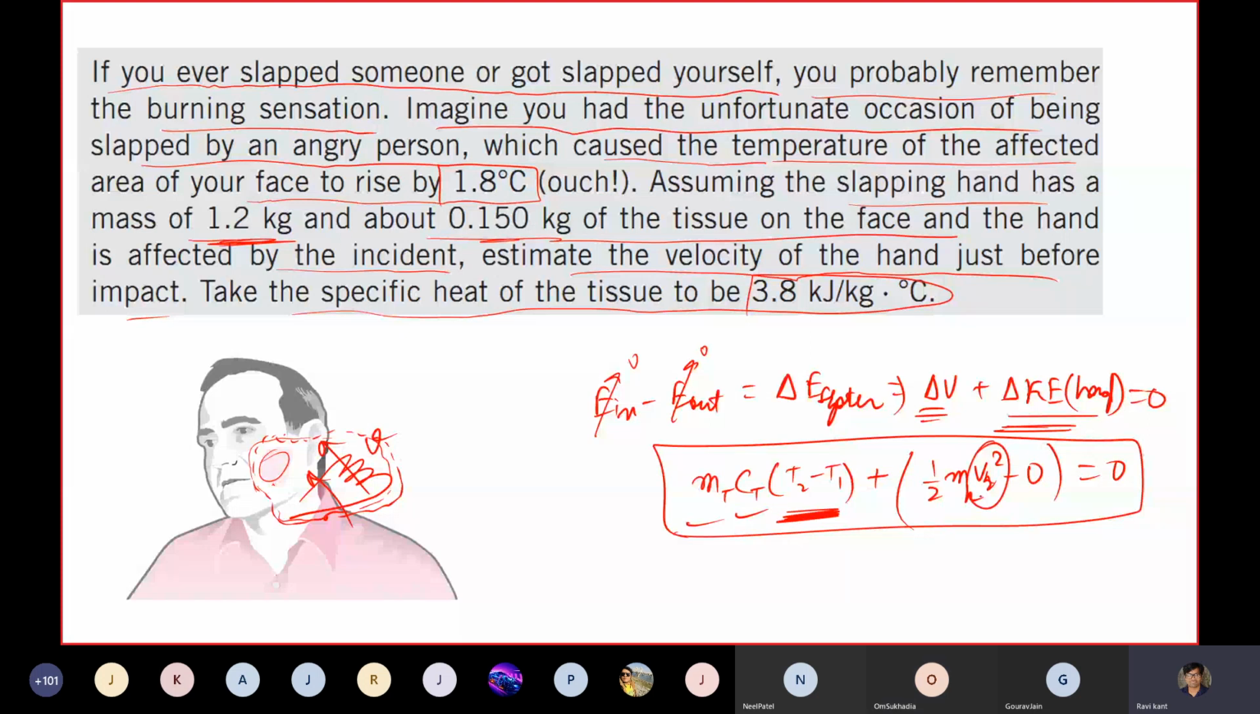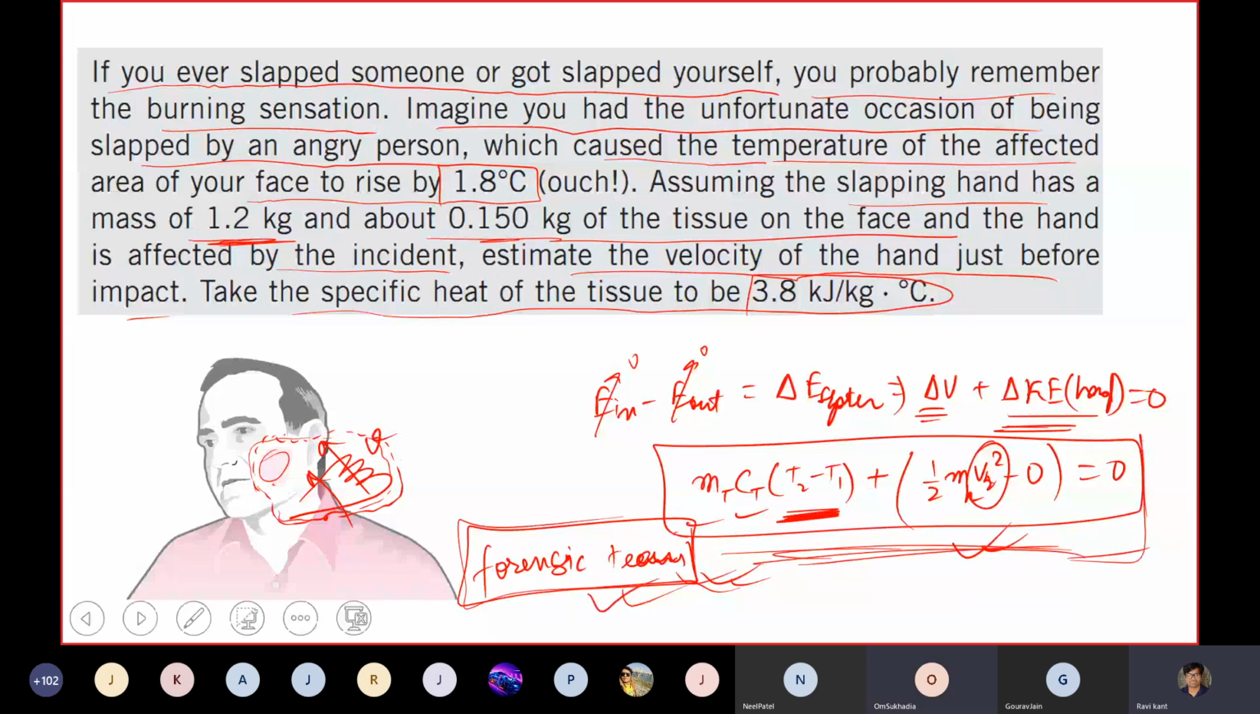These kinds of problems are actually worked out by forensic teams. Whenever some crime has happened, they go by these sorts of thermodynamic analyses as well. For example, if you have a dead body or some injury, this kind of analysis has been done by forensic experts. So that is what I wanted to tell you. This has a very broad area of applications for these thermodynamic courses.